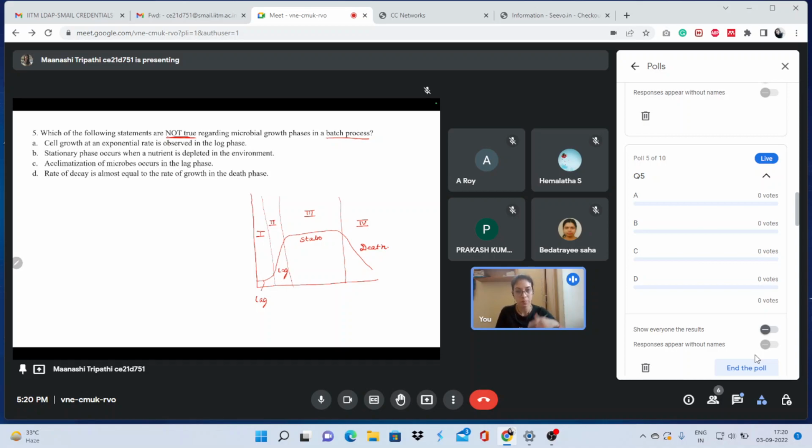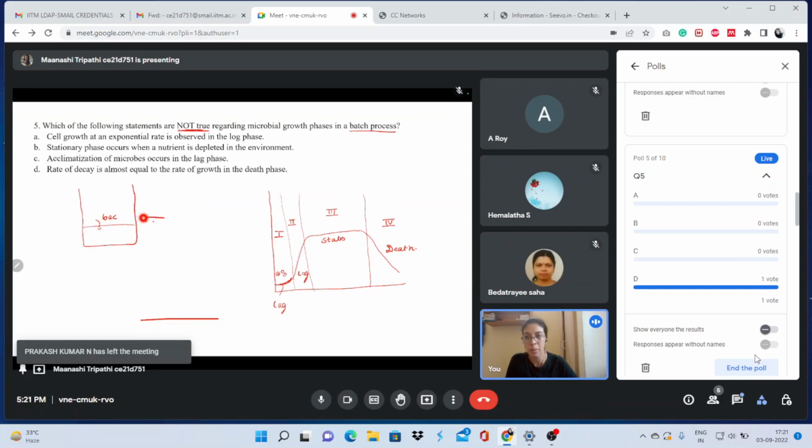Okay, I'll try to explain the concept. In any batch system, we are putting some nutrient, and we are putting some bacteria. What will happen? Since these bacteria are coming from some external environment, they will take some time to acclimatize. This time is depicted by the lag phase. In lag phase, small bacteria will become large. The number of bacteria will remain the same, but the size of bacteria will increase.